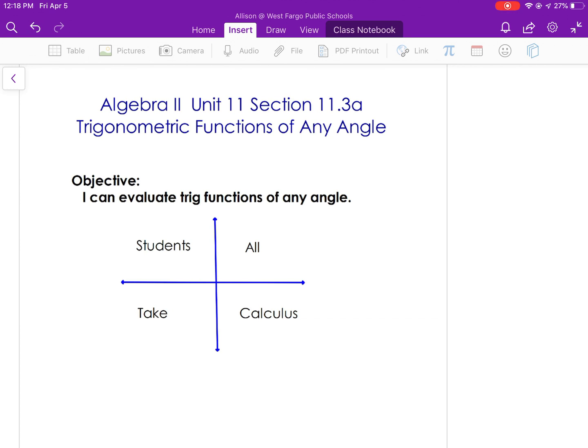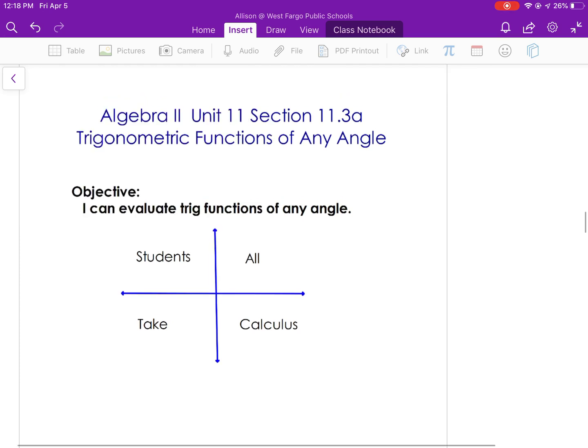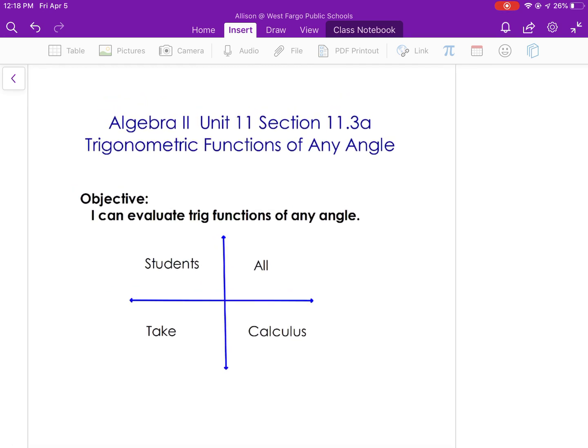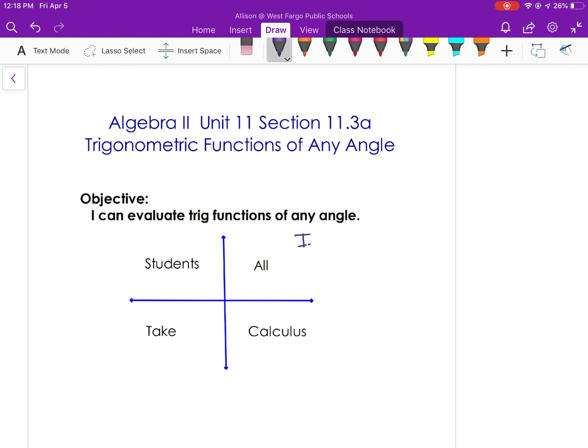This is what I use to remember which trig functions are positive in different quadrants. So All Students Take Calculus is the mnemonic that goes around with it. Remember this is quadrant 1, 2, 3, 4. In quadrant 1, All stands for all trig functions. All trig functions are positive.